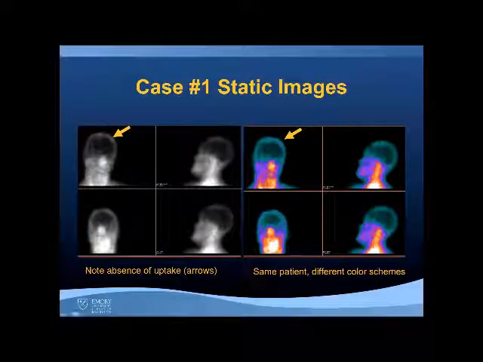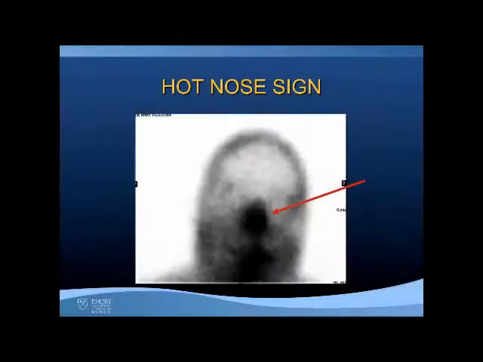Then we have static images. I have an anterior and a lateral projection, and as you can see, the arrow points towards no uptake intracranially, and this is another color scheme that shows that there is no uptake of the tracer intracranially. This is the hot nose sign, as I mentioned. You can see that this arrow points towards a blush of activity in the nasal region, and this is because of the increased flow from the external circulation.